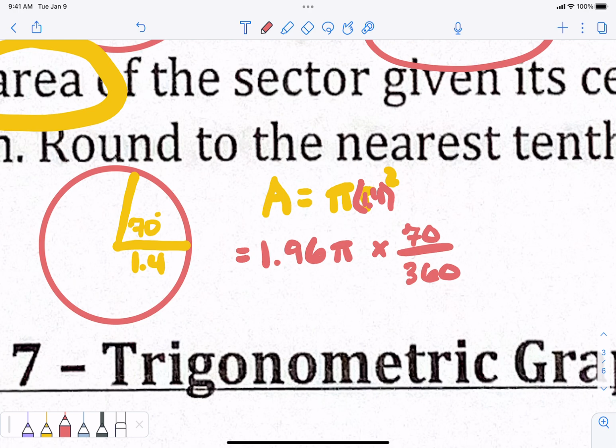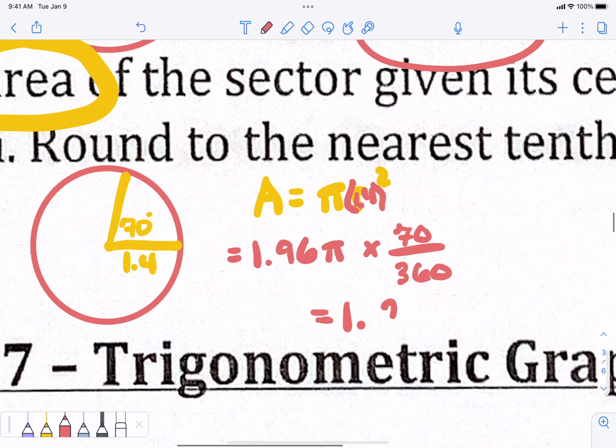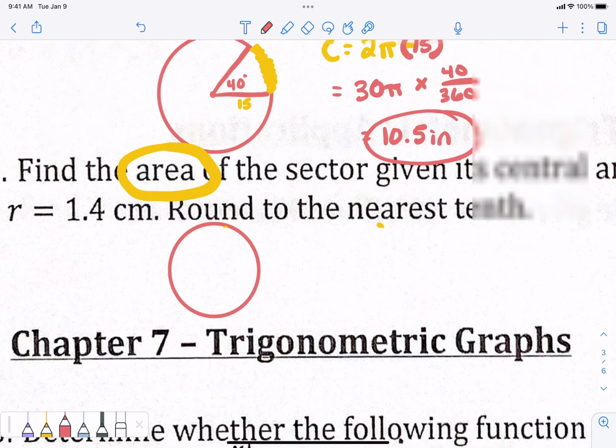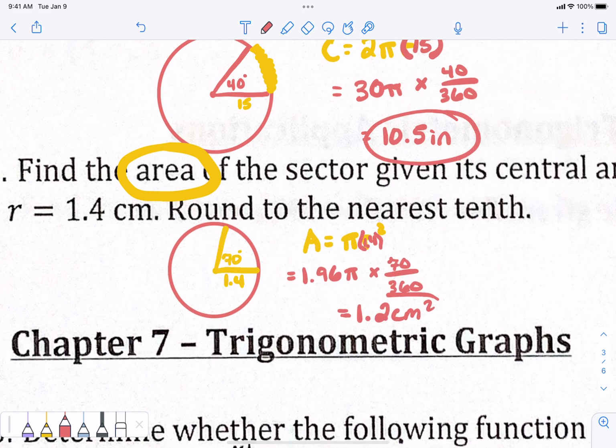I did not get that. What are you doing? That was easy, Kelsey. 1.2. Same thing, 1.2 centimeters squared. Wait, what is it? You're on it because we're doing area.